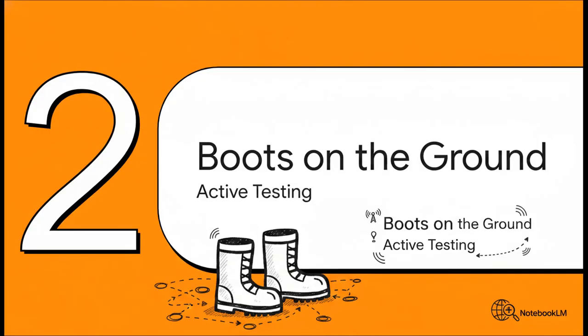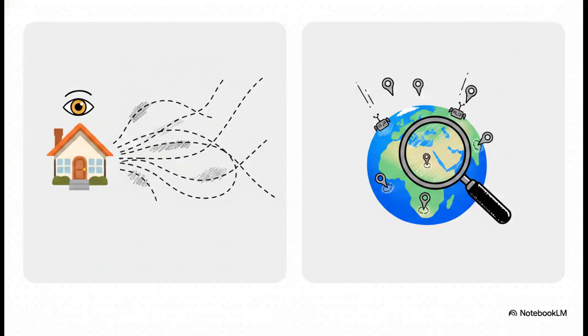Section 2. Boots on the ground and deploying active testing. Because of that massive blind spot we just talked about, operators desperately need field agents. This right here perfectly illustrates the technical difference between the two visibility methods. Passive analytics watches the natural traffic returning to the home network, kind of identifying broad trends from afar, right? Active testing, on the other hand, is a totally different beast.